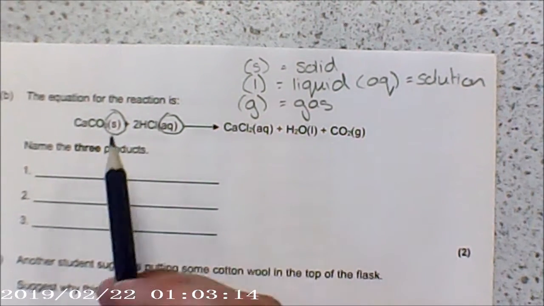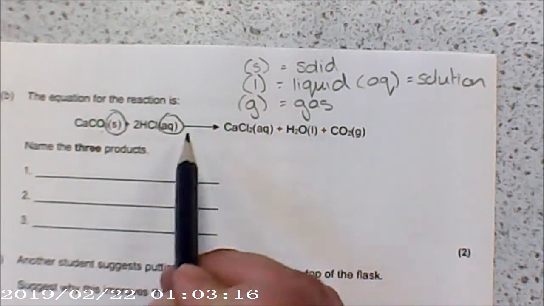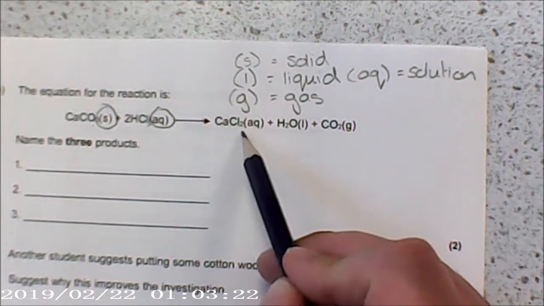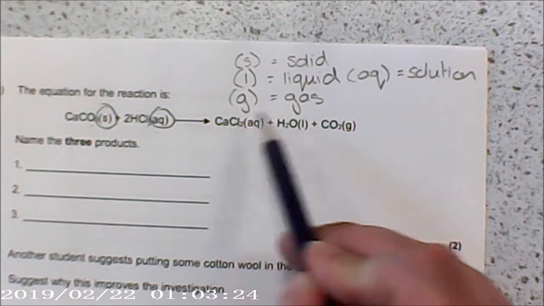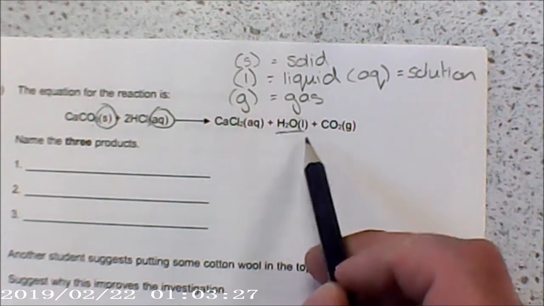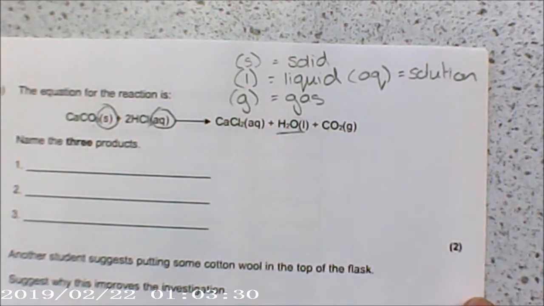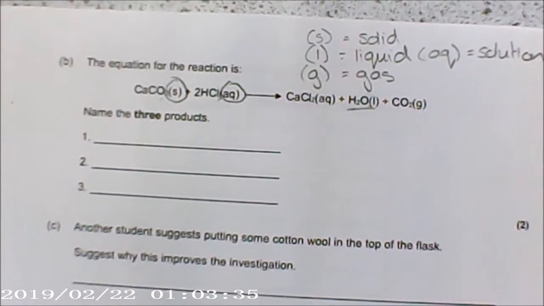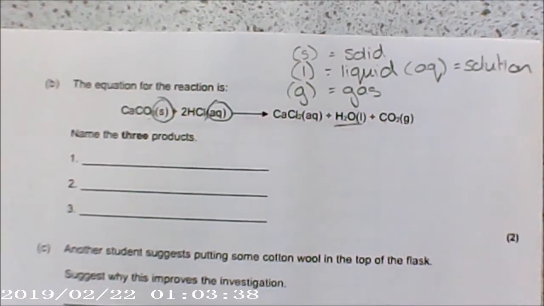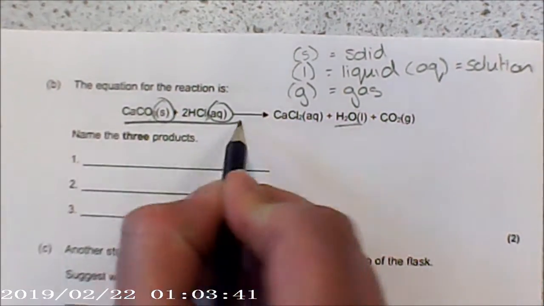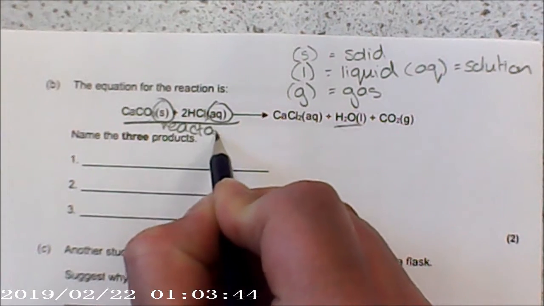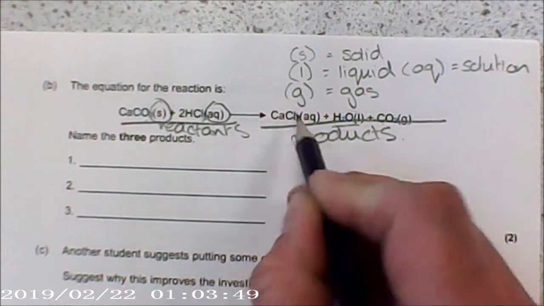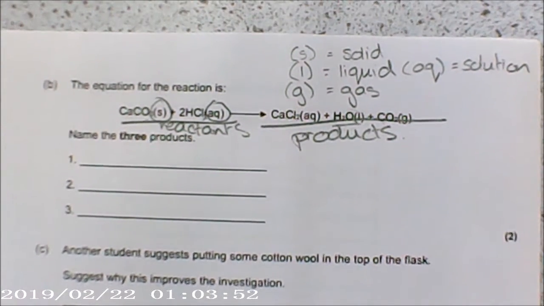Okay, so we have got some solid calcium carbonate reacting with hydrochloric acid that's in water to make calcium chloride that's in the water, water, that's pure, so that is a liquid, and carbon dioxide gas. So the question has nothing to do with those state symbols. It says name the 3 products. So hopefully we know that these are the reactants, these are the products. So it's asking you to name these different products.